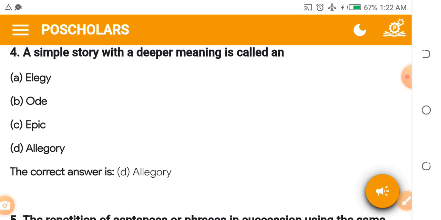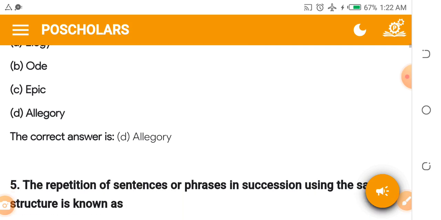What is this book by John Bunyan? Pilgrim's Progress. Pilgrim's Progress is actually an allegory where a story is a simple story, but it has a deeper meaning. Each of the characters, each of the stories, each of the scenes portrays something deeper than just the simple story. Okay, so allegory is a simple story with a deeper meaning.